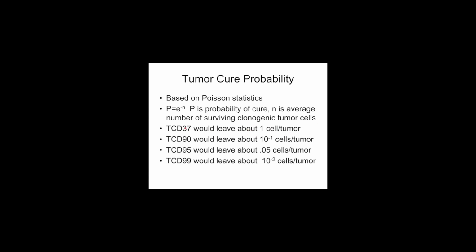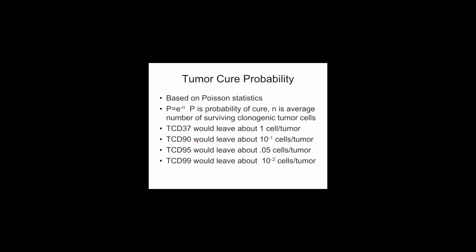This is a frequent question and you need to know this. Tumor control dose for 90 leaves 10 to the minus 1 cells per tumor. What is 10 to the minus 1 cells? How do you leave 10 to the minus 1 cells in a tumor? It means that in 10 patients, you left 1 cell. TCD 95 leaves 0.05 cells per tumor, or 5 cells in 100 patients. TCD 99 leaves 10 to the minus 2 cells, or 1 cell in 100 patients.